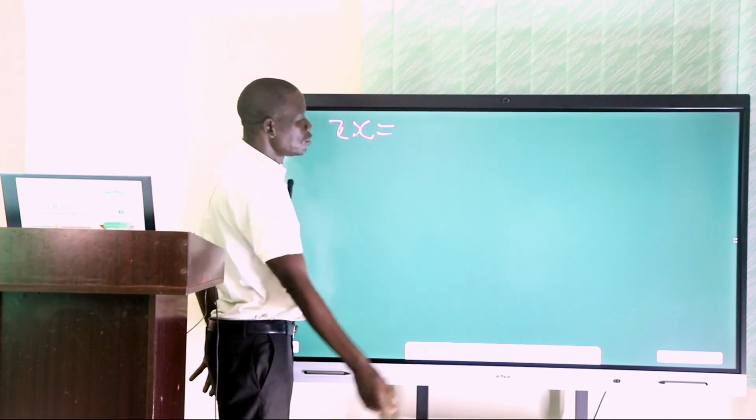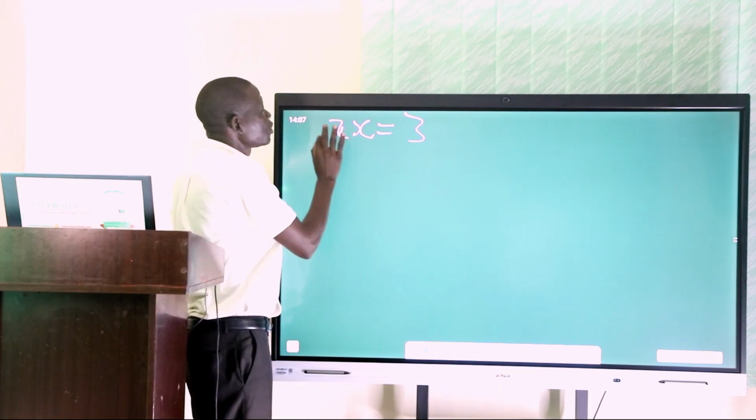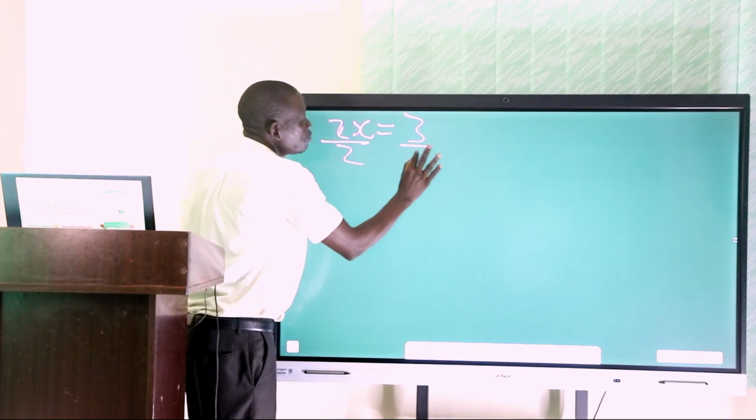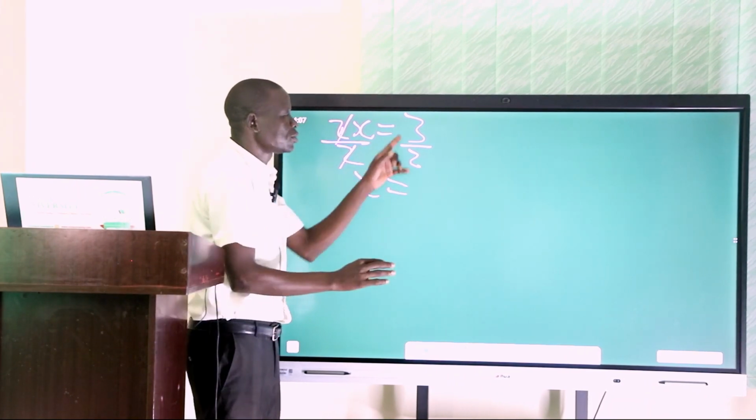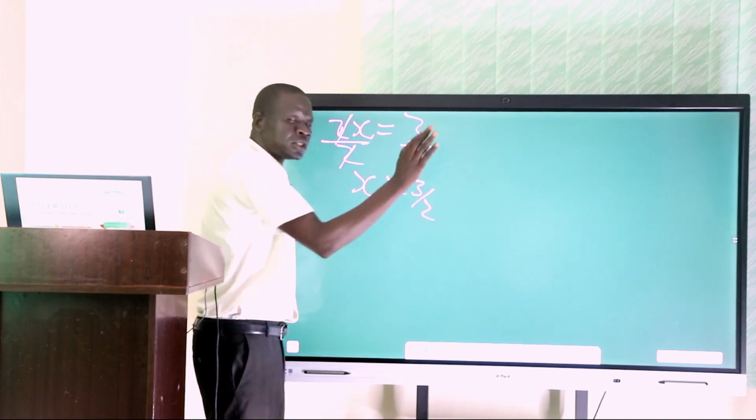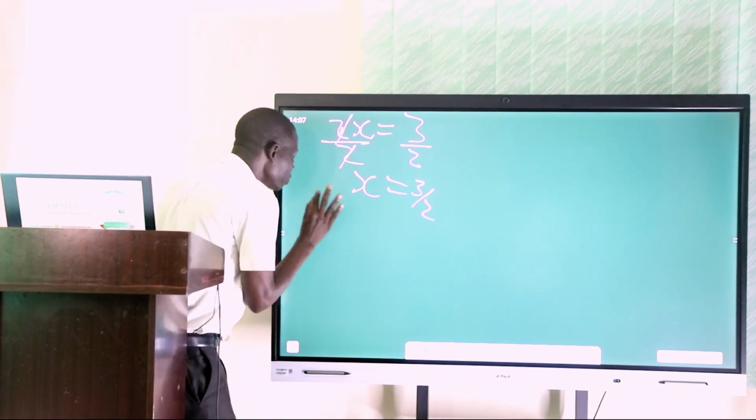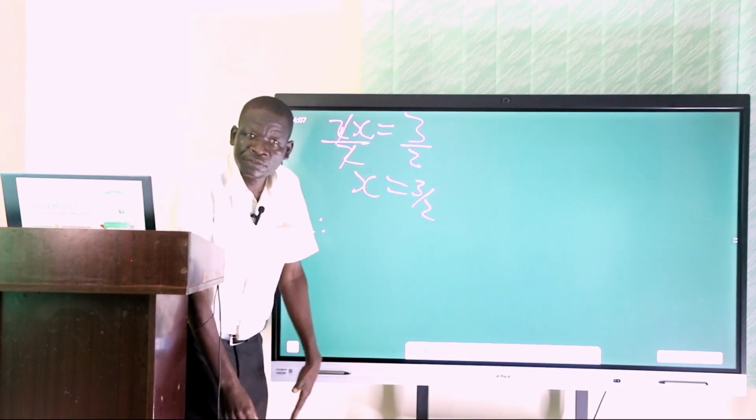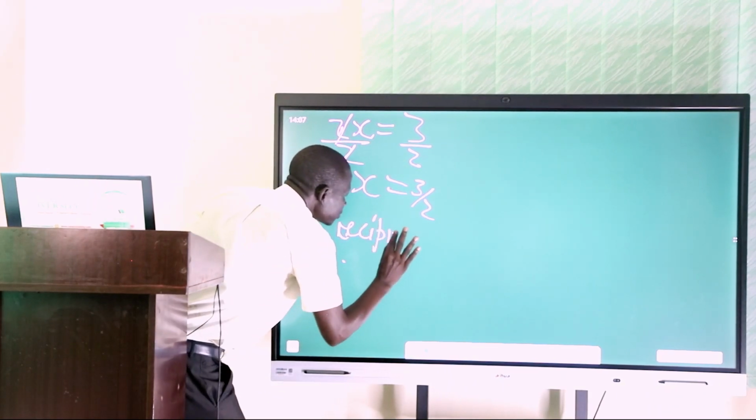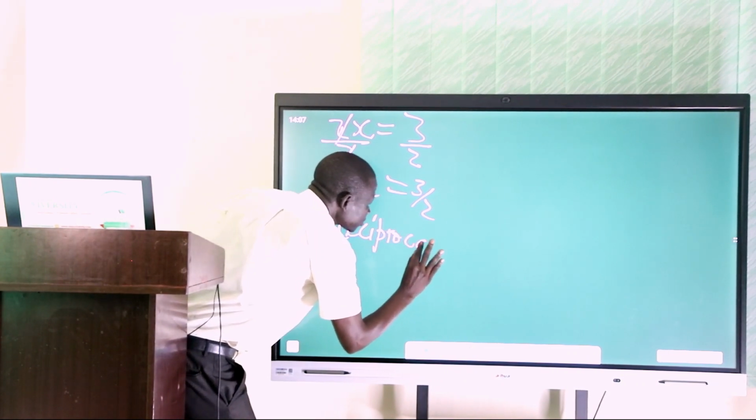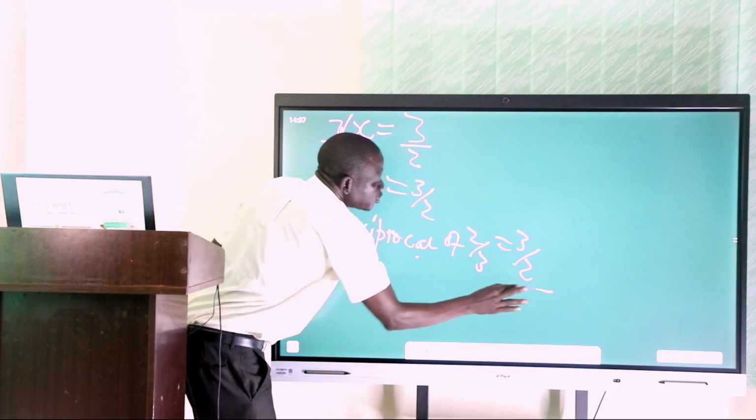2x is equal to 3 on the other side. So we divide both sides by 2. And when you divide, you will find that x is equal to 3 over 2. Then we will conclude that therefore the reciprocal of 2 over 3 is 3 over 2.